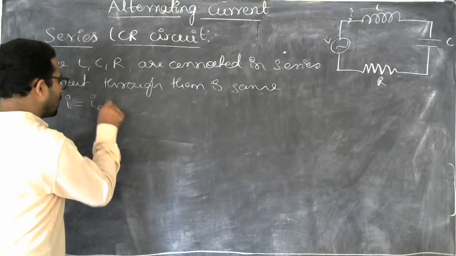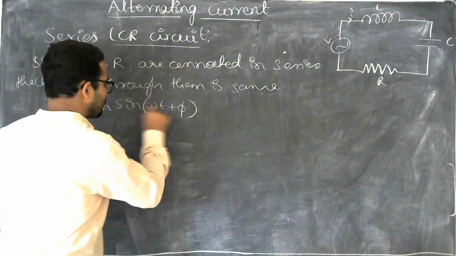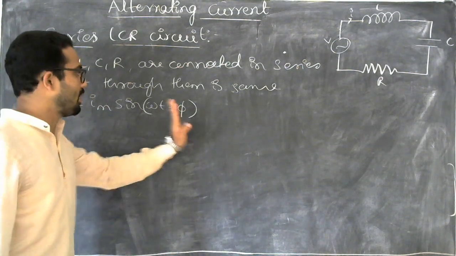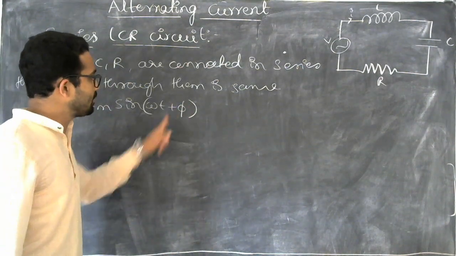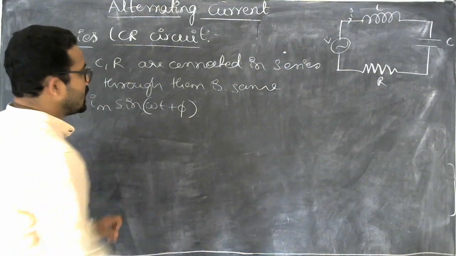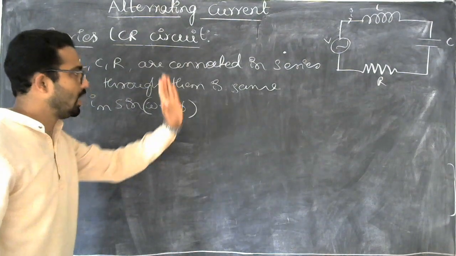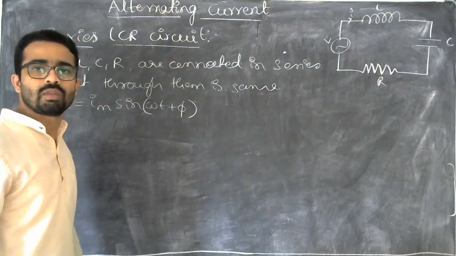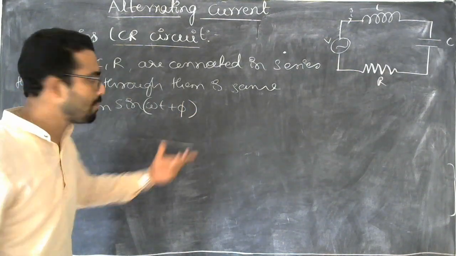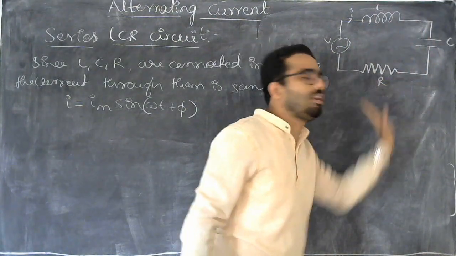I is equal to Im sin(omega t plus phi). I have written I is equal to Im sin(omega t plus phi), where phi is a phase difference. If you consider a capacitor, it has some phase difference. If you consider an inductor, it has some phase difference. If you consider a resistor, it doesn't have any phase difference. That is why this could be our general equation for the three components: inductor, capacitor, and resistor.